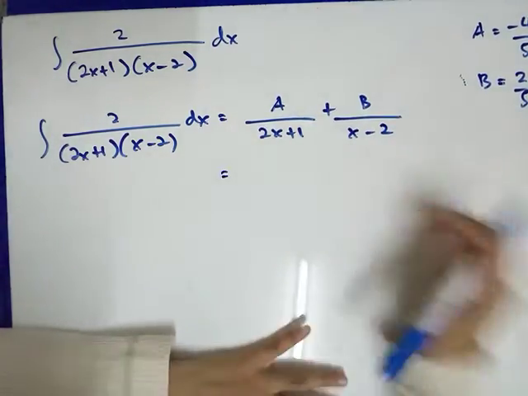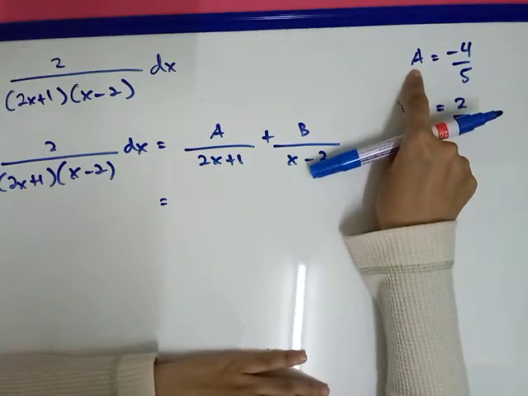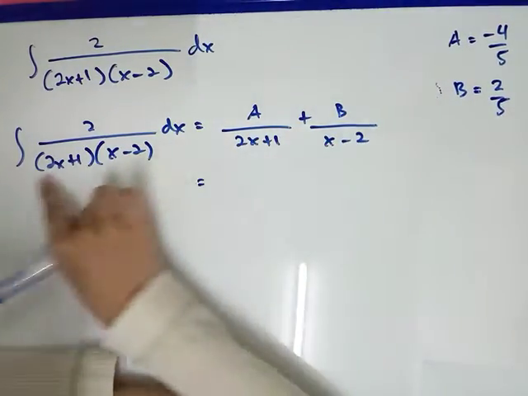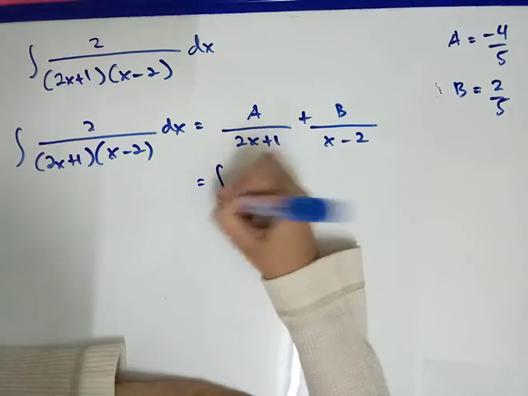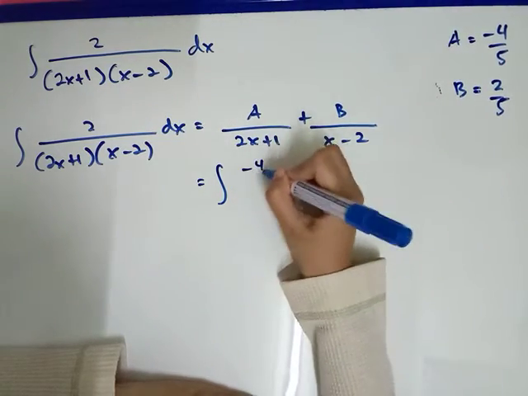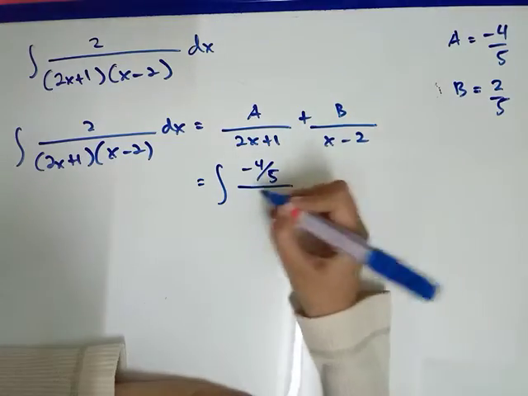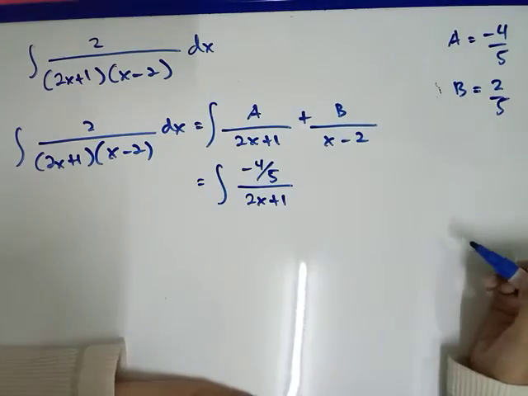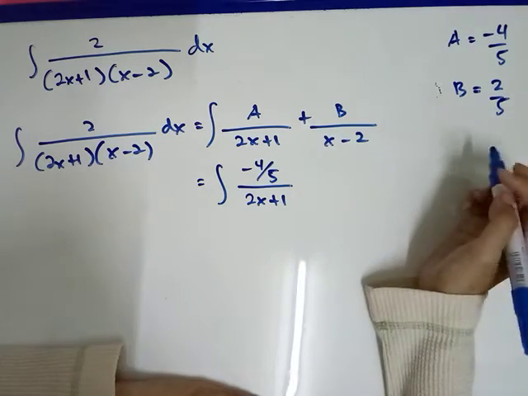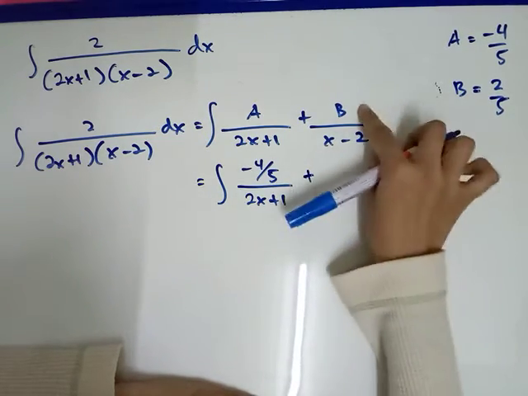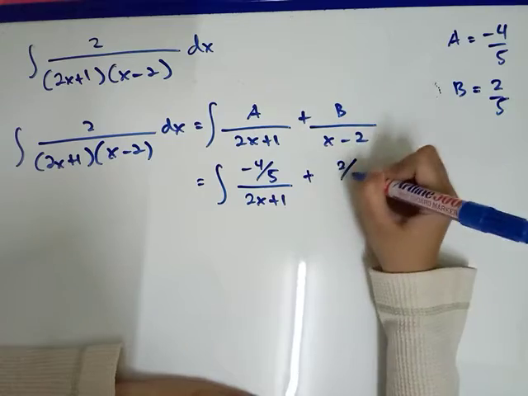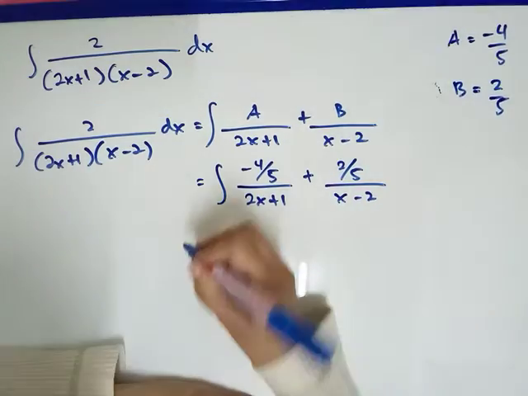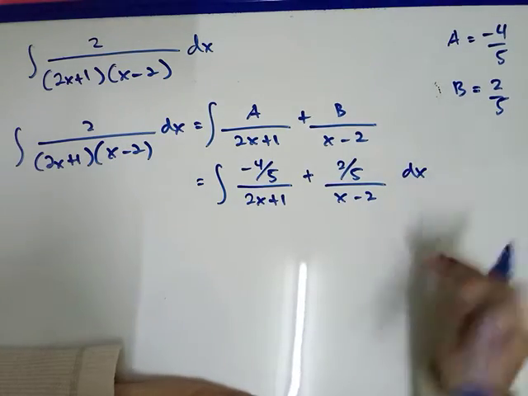So, we get the value for a and b, right? So, substitute into a and b. Okay, then you need to integrate. Integrate negative 4 over 5 divided by 2x plus 1, the original one, and then plus b, which is 2 over 5, over x minus 2, dx.